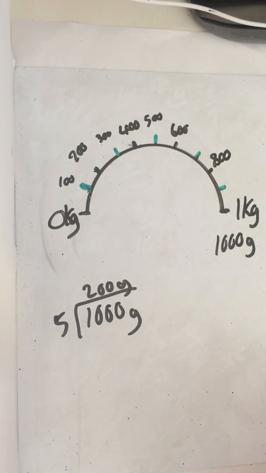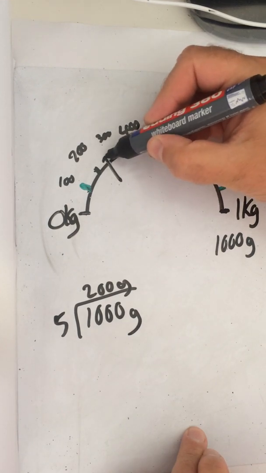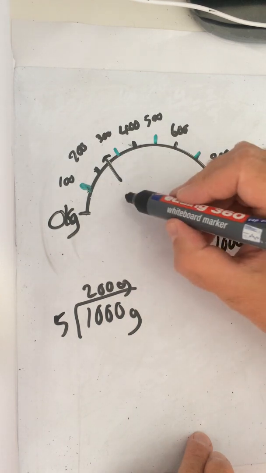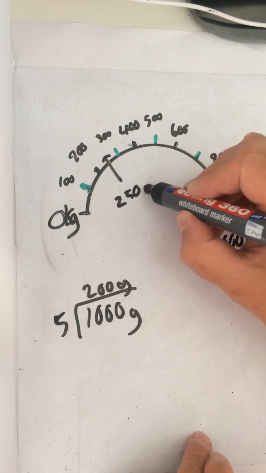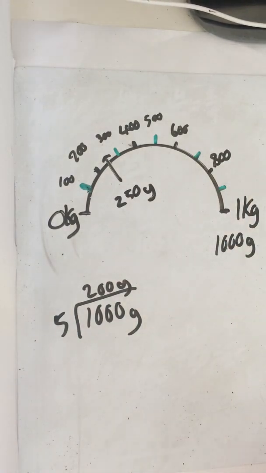And then you might be asked something like, what is this point here? Okay, what is that point there? Well, it's halfway between 200 and 300 grams, so that would be 250 grams, isn't it? Okay, and so on.